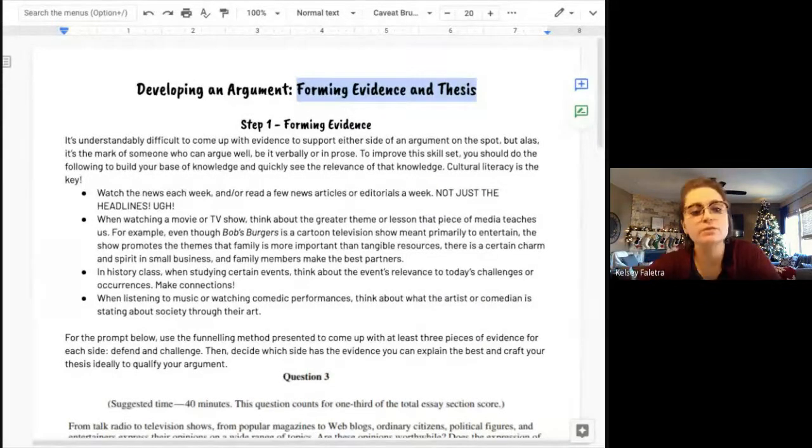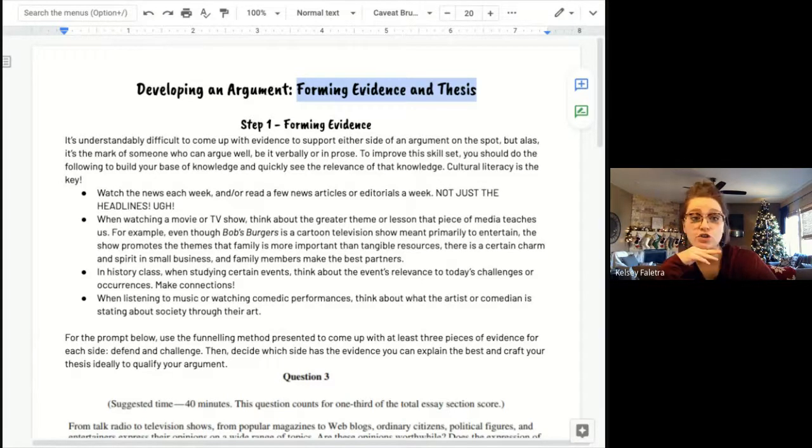But it just makes some suggestions, right? So watch the news each week, read a few news articles or editorials. Don't just read the headlines, because that doesn't tell the whole story. And in order to be reasoned rhetoricians, we have to know the whole story. When watching a movie or TV show, you should be thinking about what argument is being made. So what is this movie trying to teach me? What is this TV show's episode's lesson that I'm supposed to be left with? Do I agree with it and why? Or do I disagree with it and how can I disprove it?